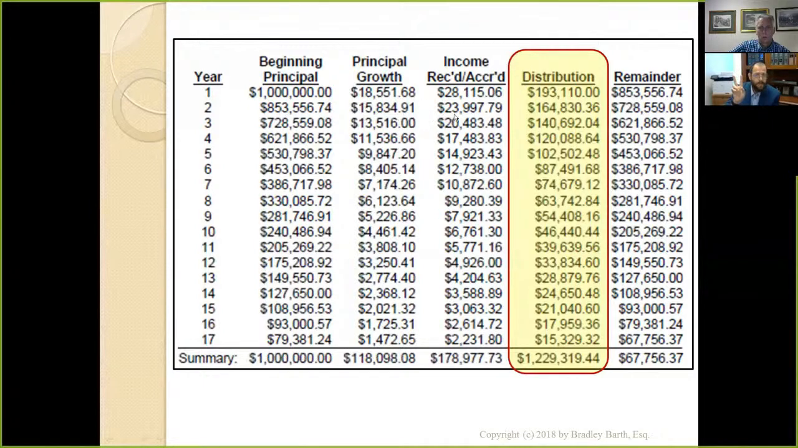It's earning 5%. So now in year two, she's going to have a withdrawal of $164,000. Jeez. And then look at year three, 5%, $140. It's a decreasing amount because you're taking money out. But if you look at the numbers, 193, 164, 140,000, 120,000. If you go down over the full 17-year time period, based upon the calculations, she's going to take out $1.2 million of distributions when she started 17 years ago with only $1 million.